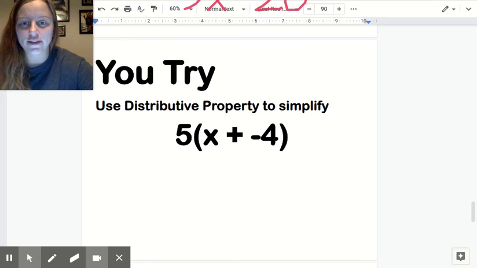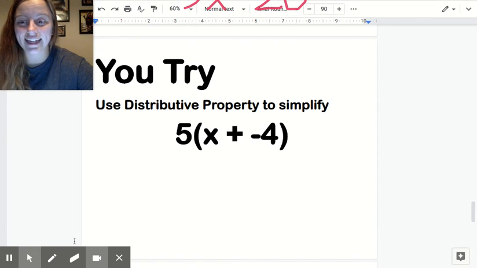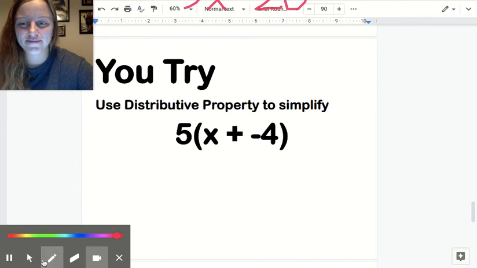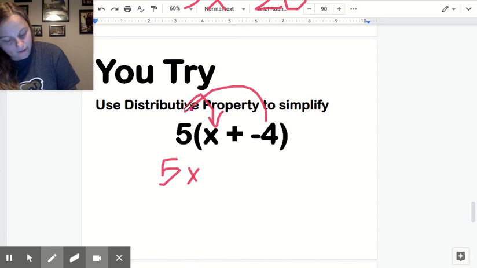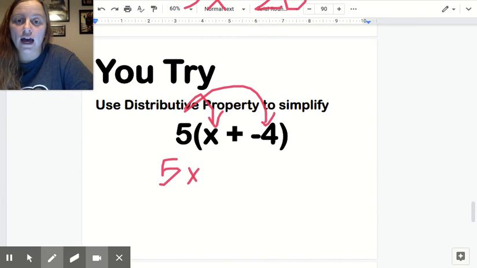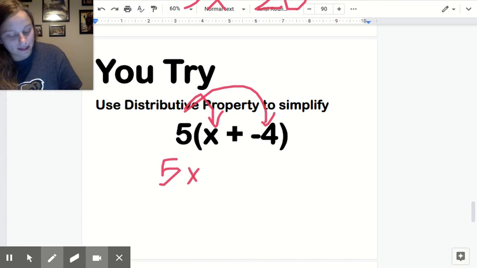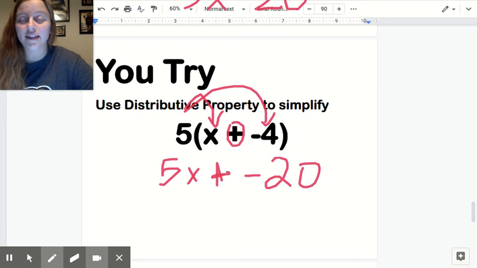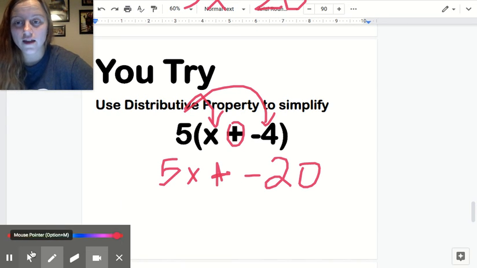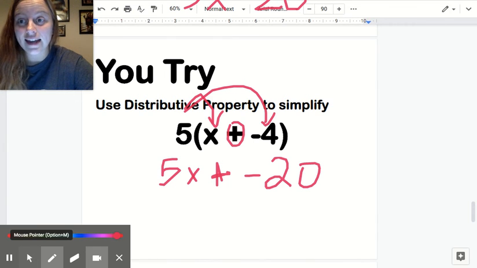Let's go ahead and you try this one, distributing that 5 to everything inside. All right, so this 5 will distribute to the x to give us 5x, and the 5 will distribute to the negative 4. 5 times negative 4 is really negative 20. And I can just bring that plus down, or not. 5x minus 20 is the same as 5x plus a negative 20. We'll start to see that addition and positives are pretty much the same thing. Negatives and subtraction are pretty much the same thing.